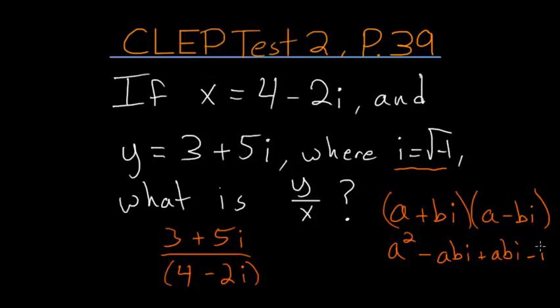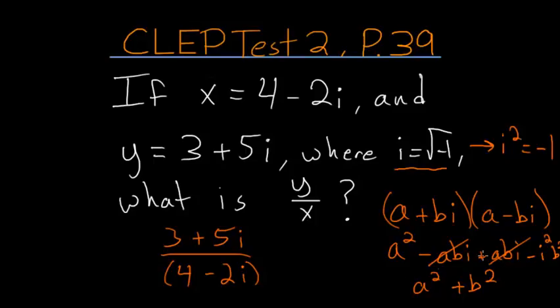So I'll put i squared times b squared, and i squared, if i is the square root of negative 1, then we essentially just lose the square root sign. So this is just negative 1. So notice that we have minus abi plus abi, so these go away. And we have a squared, and then minus negative 1 for our i squared b squared. So that's the same thing, it's just plus b squared.